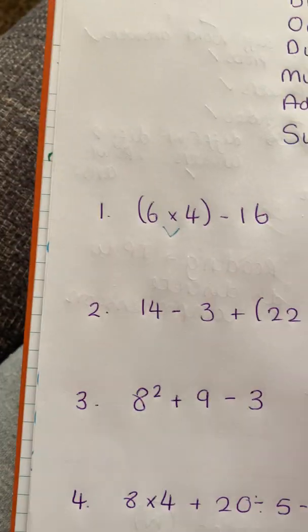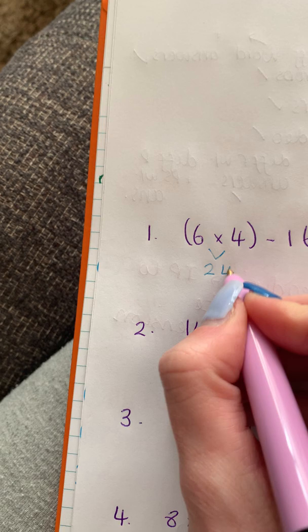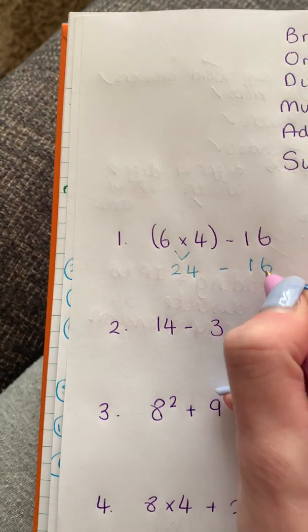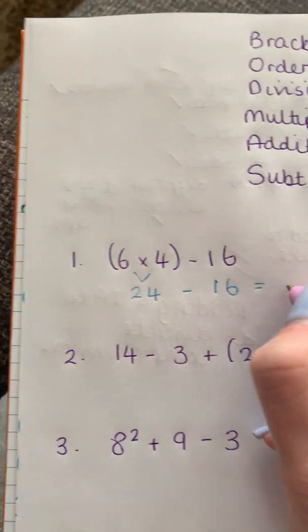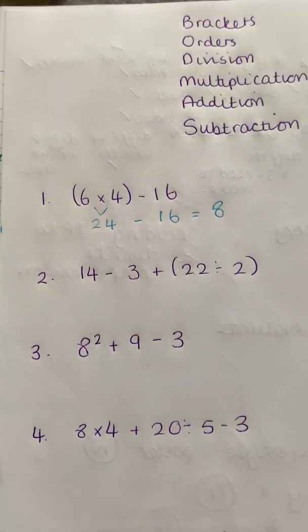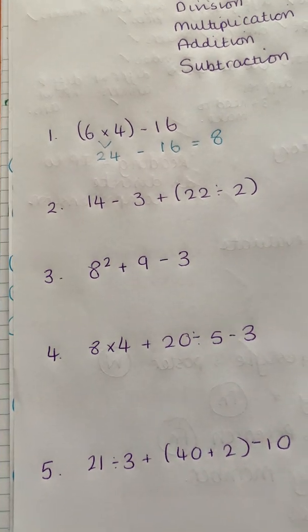And I know that 6 multiplied by 4 is 24. Bring the other numbers and the other calculations down, and it's really straightforward from here. And you should work out that the answer is 8. Nice and easy, straightforward, number 1.